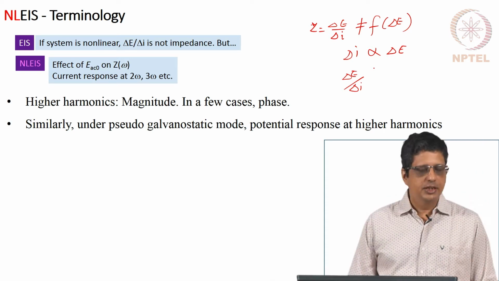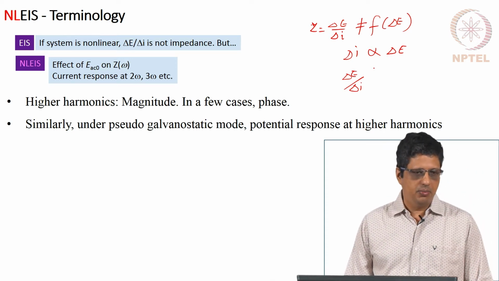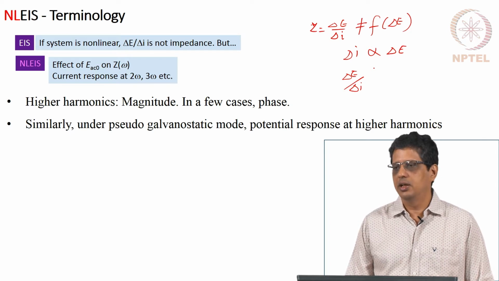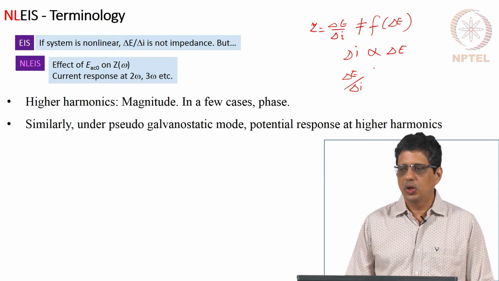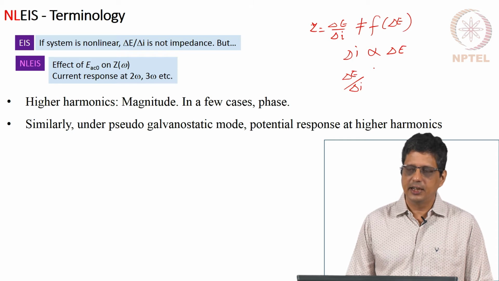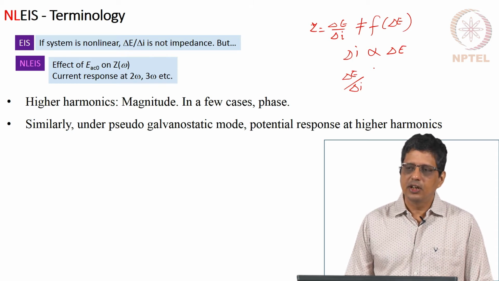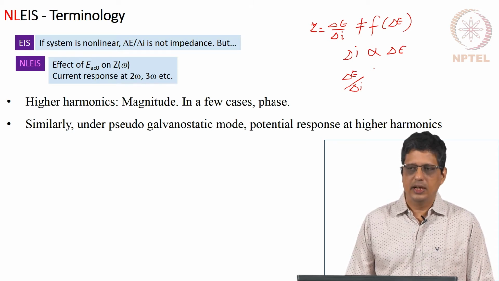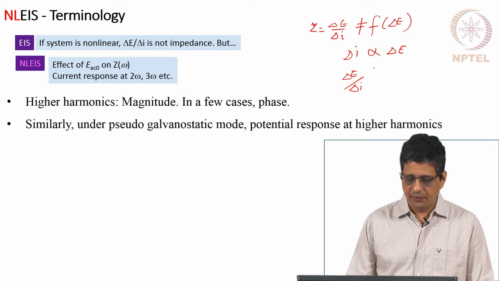Most of the times when researchers acquire data at higher harmonics, they would present magnitude data, and only in a few cases do they present the phase data. Basically, it becomes difficult to get good quality data, especially the phase.